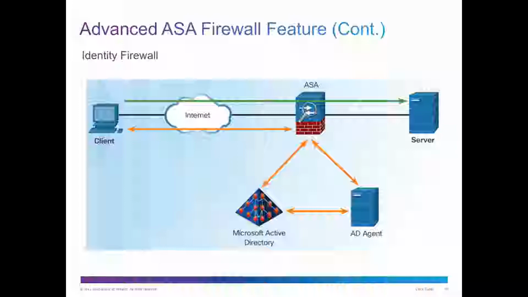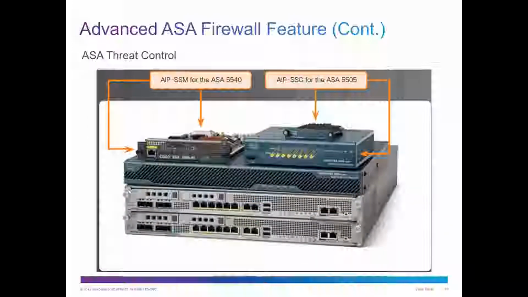You have what's called identity firewalls as well that can help with identity management. So they'll integrate with an LDAP or Microsoft Active Directory or other directory services using things like RADIUS or TACACS. ASAs have newer modules. They have been adapted to take things like threat control. And some are built in, some are add-on cards. That makes these appliances way more flexible than a traditional router.